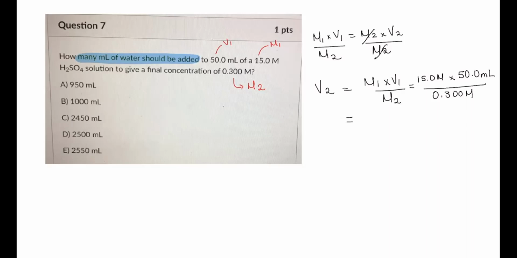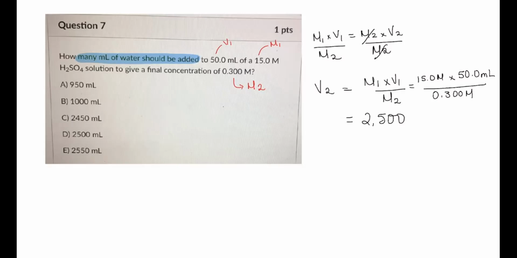So when you actually plug this into your calculator and you say 15 times 50, and I divide that by 0.3, I get 2,500. And at times students say, oh, I'm done, I calculated V2 because V2 is the amount of water that should be added.